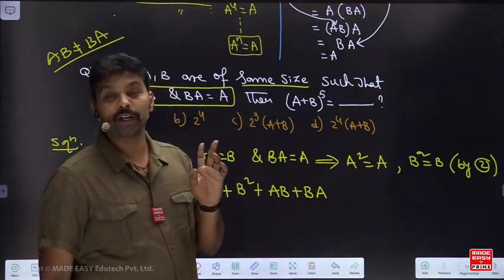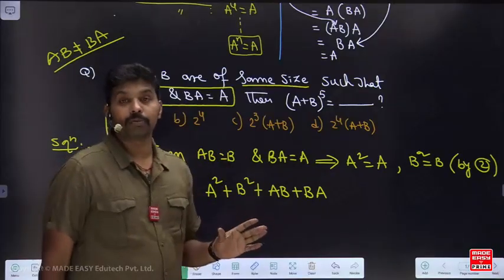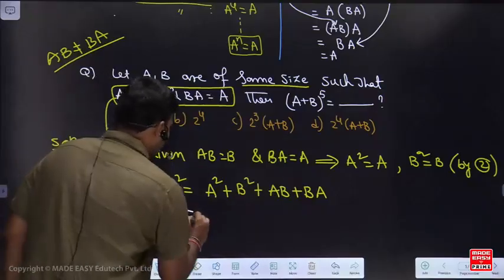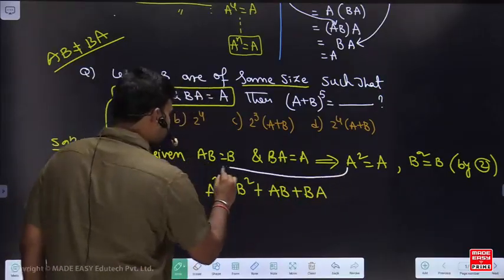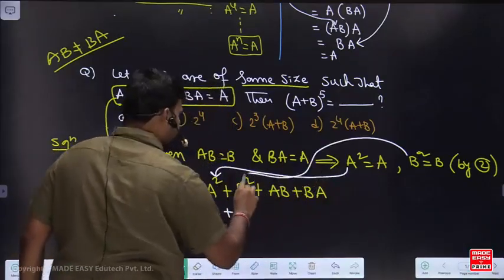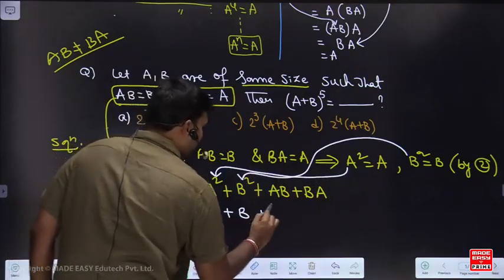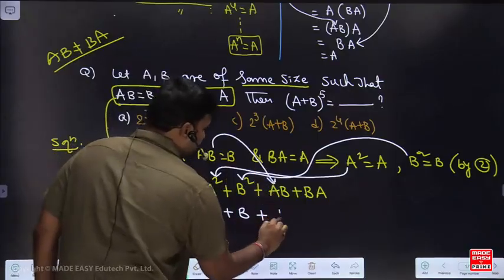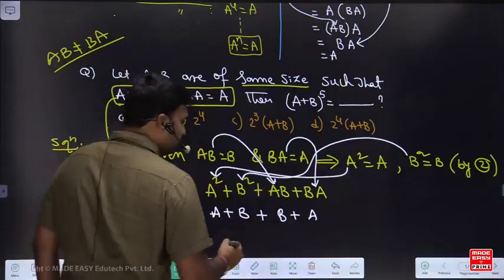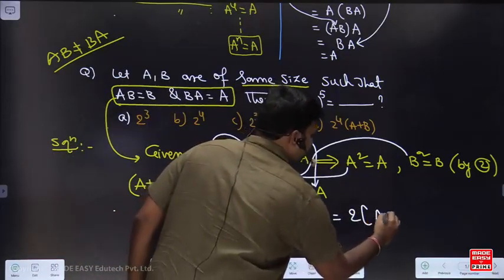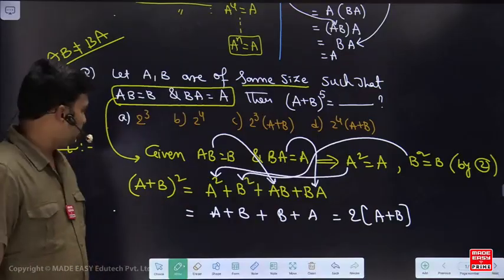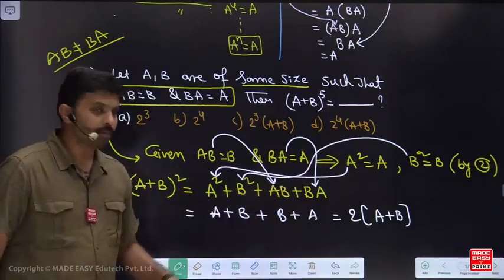So please understand this one. Some of the students will have a wrong perception, so make it correct in this way. Now, what is A square? A square is A. And B square is B. And AB is B, and BA is A. So now it has become 2 times of (A plus B). So for (A plus B) whole square, it is 2 times of (A plus B).